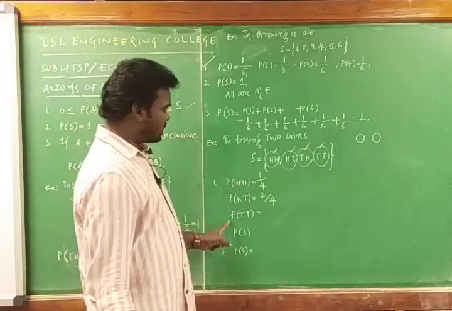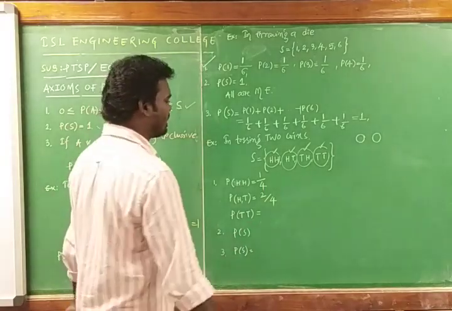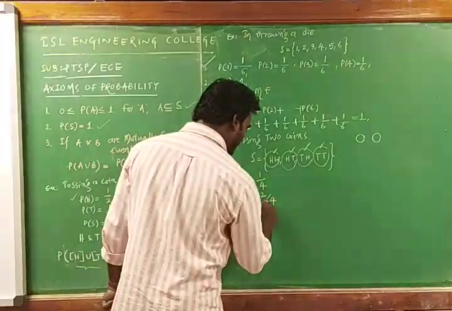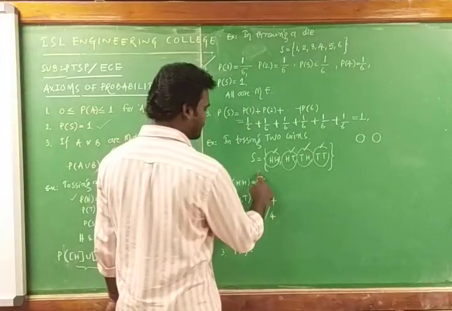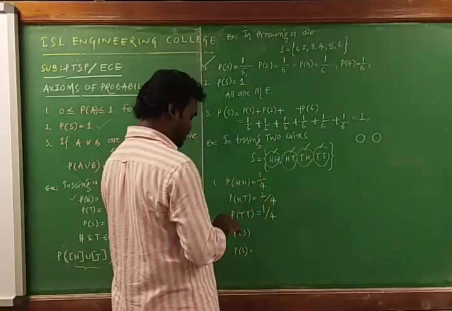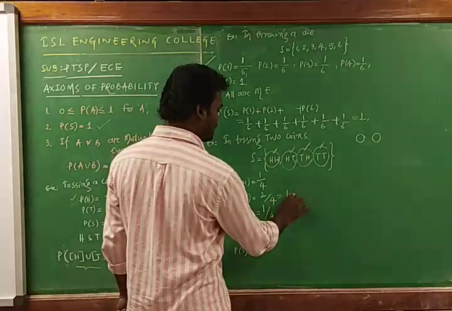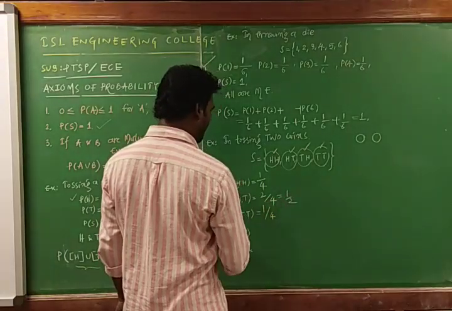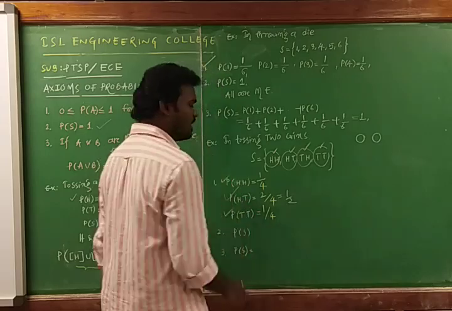Coming to the next one, the probability of tail and tail: only one favorable case out of 4 exhaustive cases, so 1 by 4, which is less than 1. And 2 by 4 is nothing but 1 by 2, which is also less than 1. The probability of TT equals 1 by 4, which is also less than 1.